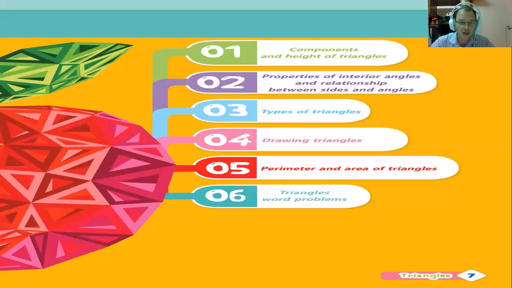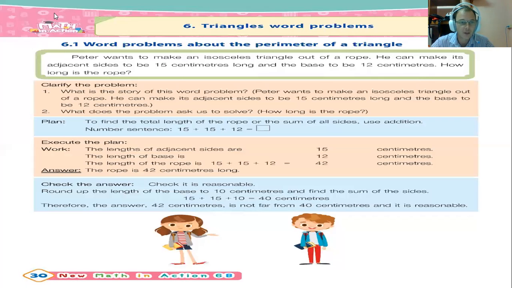So we're going to have a look at a few examples first off, just to give you an idea of how word problems are asked. And then we'll work out a couple of questions to see how we would answer them. Okay. So first off, let's quickly read here. 6.1, word problems about the perimeter of a triangle.